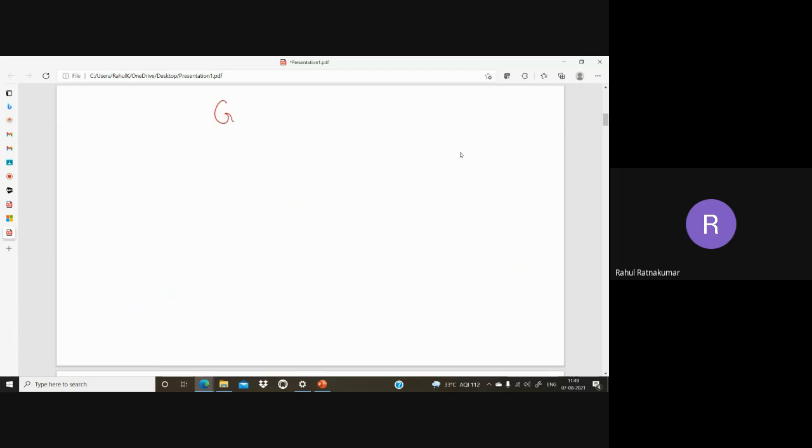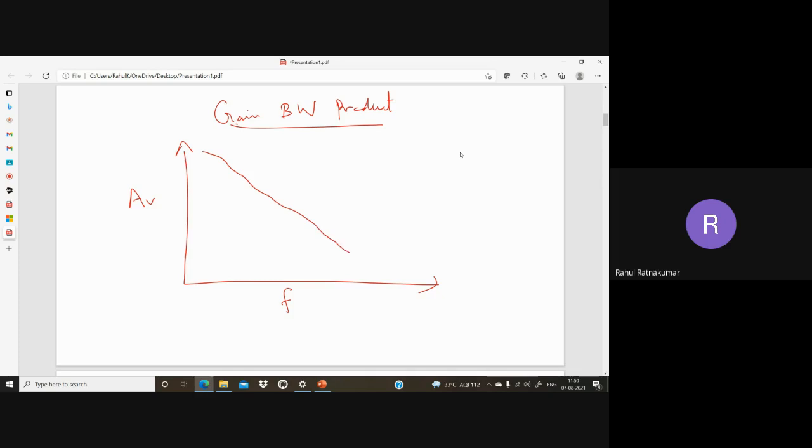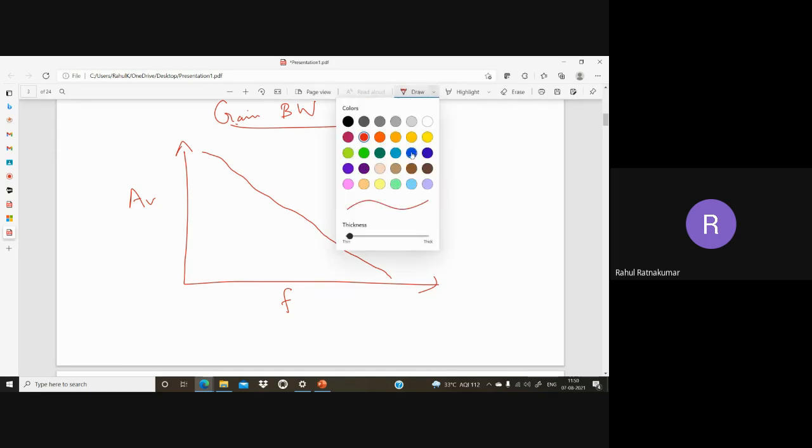Gain bandwidth product: I'm plotting the gain versus the frequency. For example, this is the gain, which I call AV, the voltage gain of an analog device or any device in general, and I have the frequency of operation of the device. I can see that when the frequency is low, my gain is maximum. But as my frequency of operation is increasing, my gain is reducing. So that means we are facing a trade-off, a challenge here.